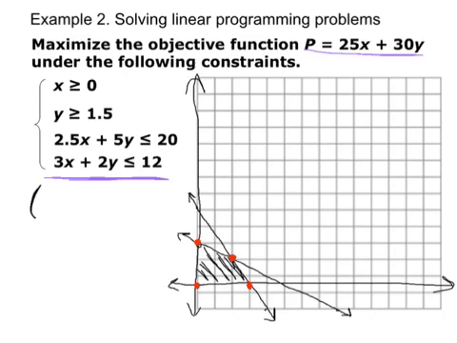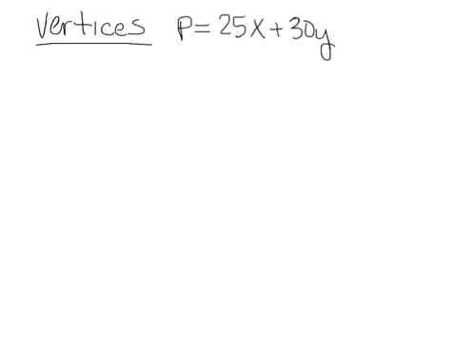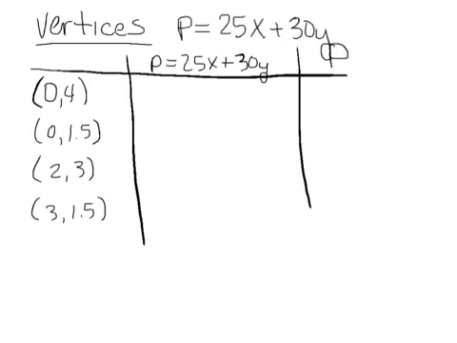The first one right here, x is 0, y is 1.5. Directly above that, x is 0, y is 1, 2, 3, 4. Next one over, I have x 1, 2, y 1, 2, 3. And then x 1, 2, 3, y 1.5. I'm going to copy that over to the next page. Okay, let's go ahead and plug them in.